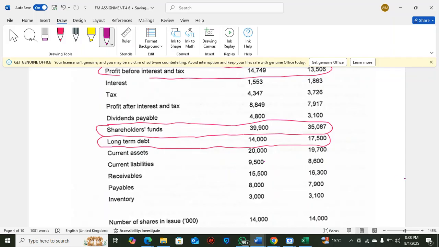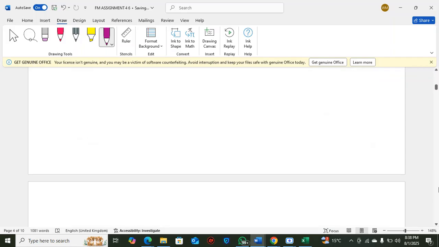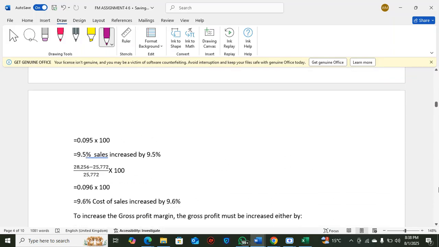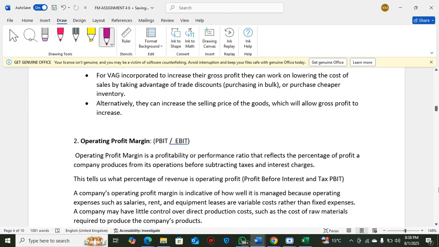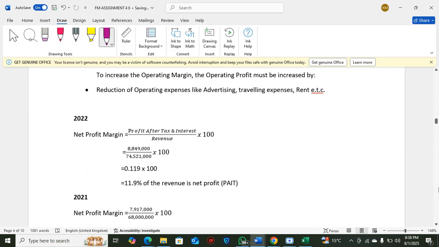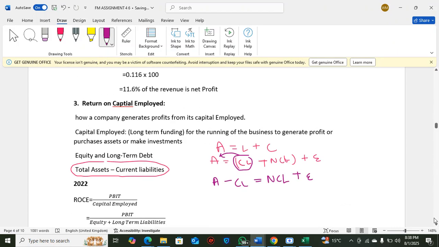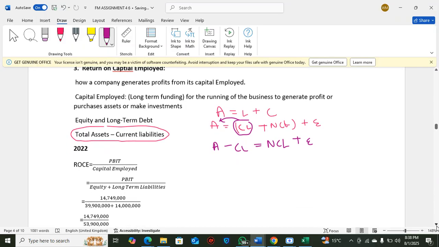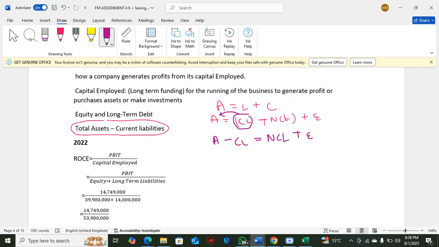Yes. So we start with 2022. Let's see what the capital employed is. Equity plus long-term liabilities: 39,900,000 plus long-term liabilities of 14 million, we get 53,900,000. Our numerator, we've got 14,700,000.